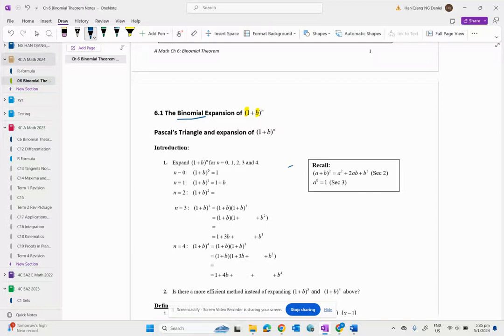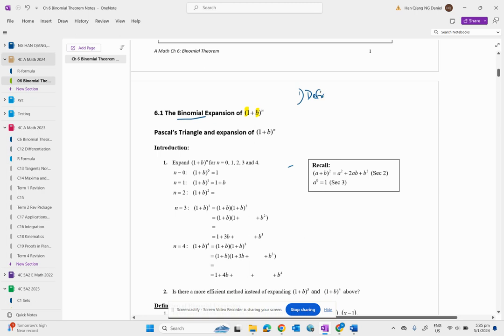In the earlier portion, you have learned about the Pascal's triangle. So you have already read that the definition of binomial is two terms. So we have two terms here, 1 and b. So we'll be learning about the binomial expansion of 1 plus b to the power of n.